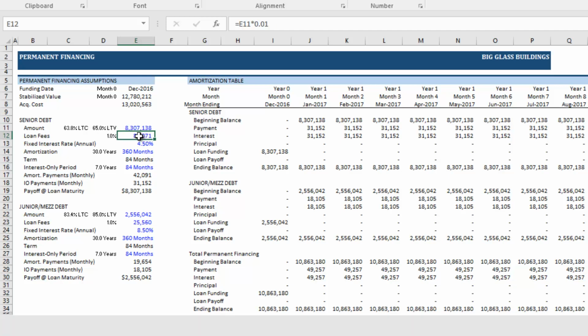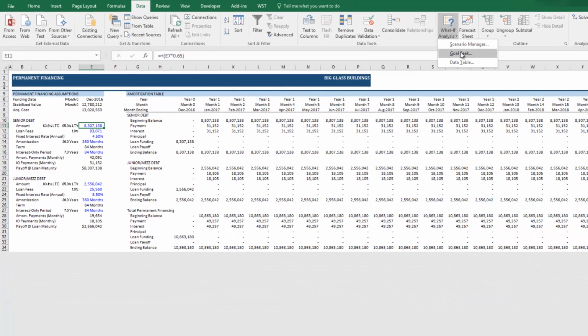Next, we have loan fees. Again, an input, as is your loan amount. So you drop in your loan amount and it will tell you what your loan to value is. If you want to size this based on loan to value, you can solve for a certain loan to value using a goal seek, right? So let me show you that.